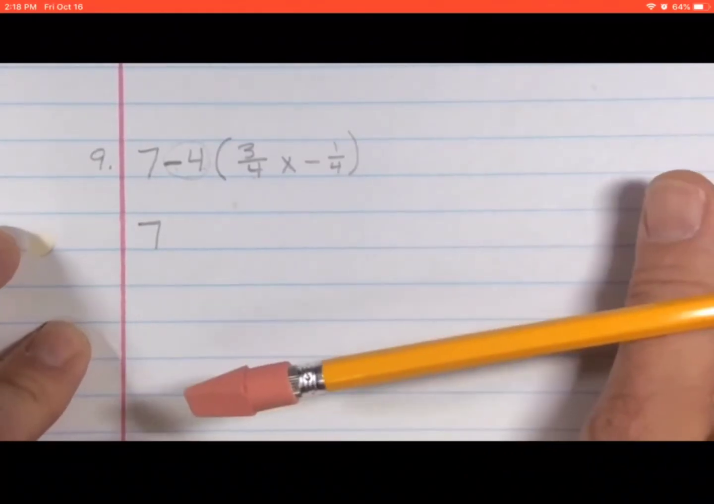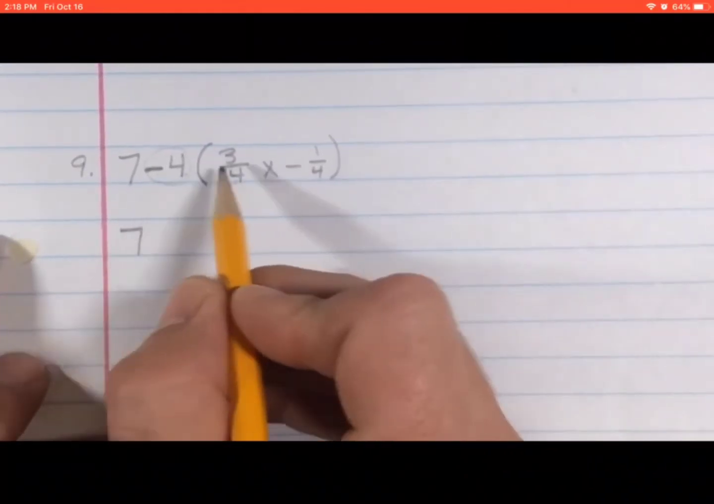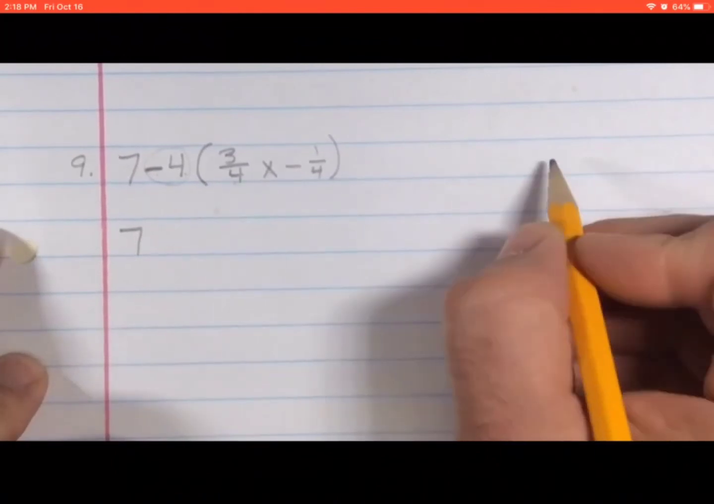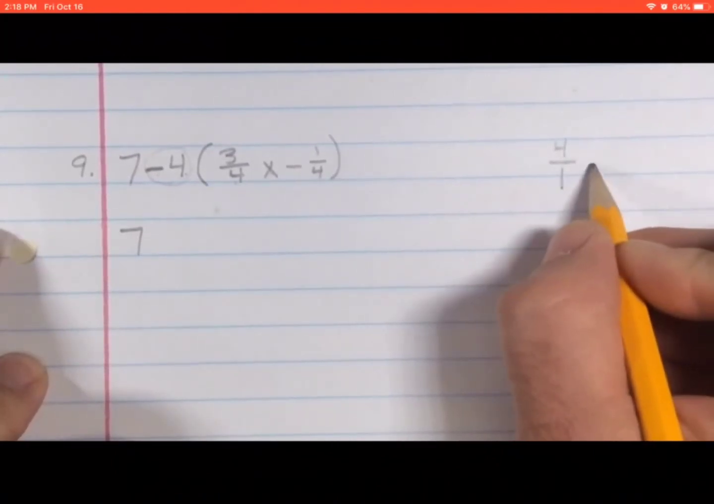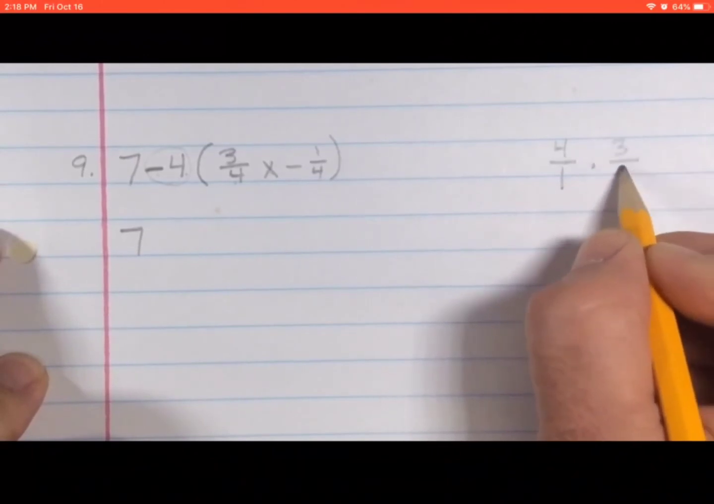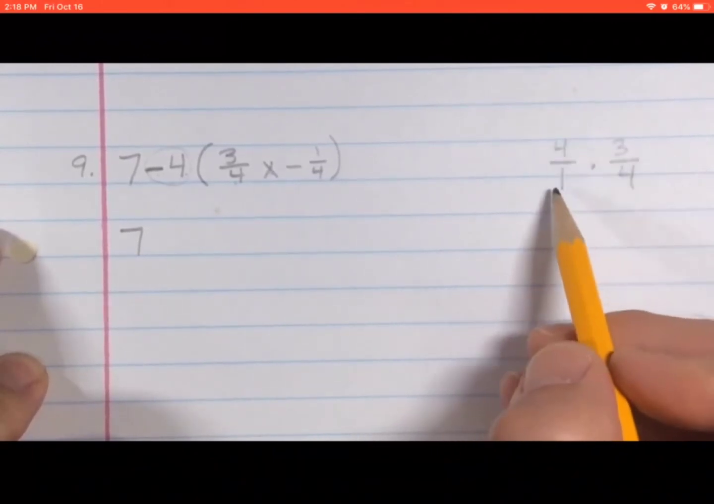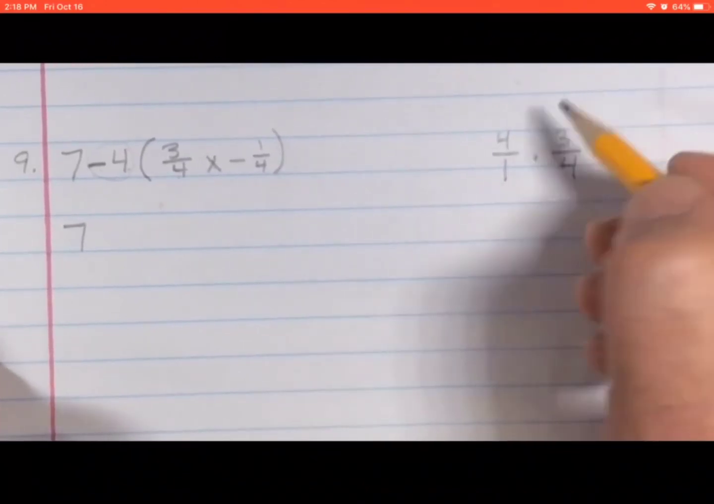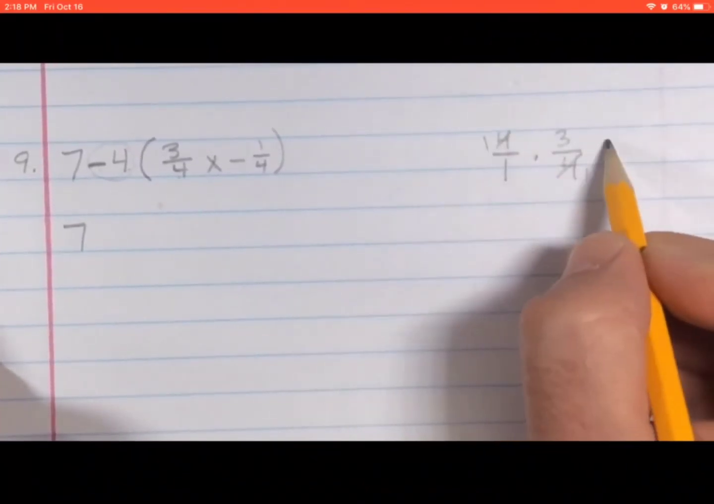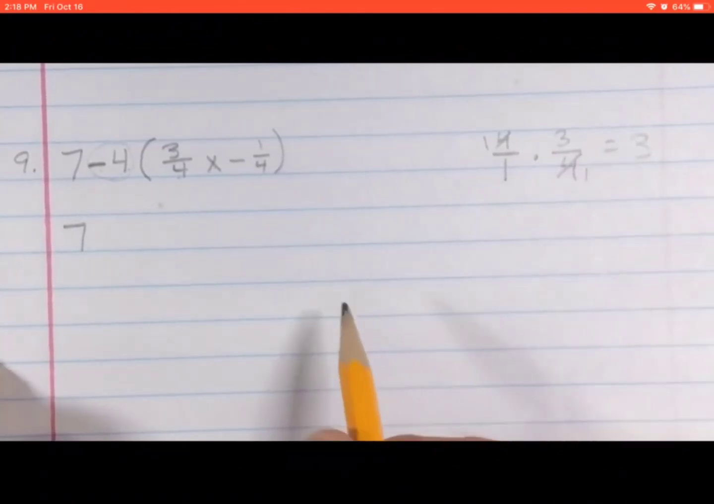And if you don't remember how to multiply a whole number by a fraction, you could turn the whole number into a fraction times the fraction itself. So 4 is really 4 over 1 times 3/4. And when you do that, simplify before you multiply, you're just going to end up with 3. Okay?